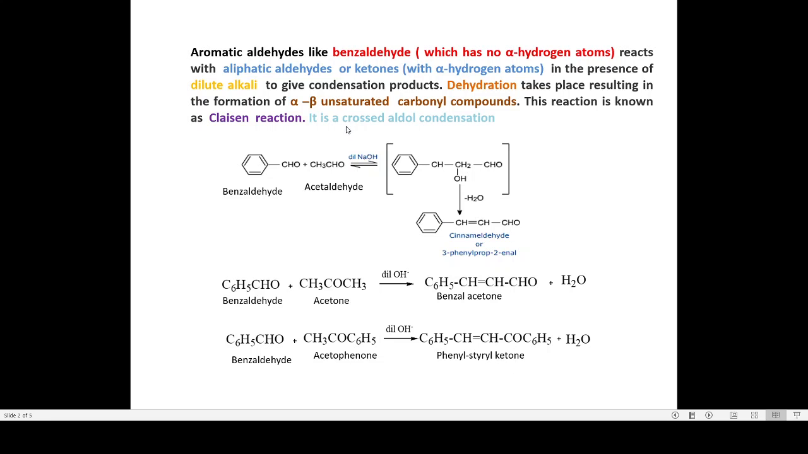So, a Claisen reaction is a reaction of an aromatic aldehyde with an aldehyde or a ketone which has an alpha hydrogen atom, with the formation of a condensation product, and upon dehydration it results in the formation of an alpha beta unsaturated carbonyl compound. This is the Claisen reaction.